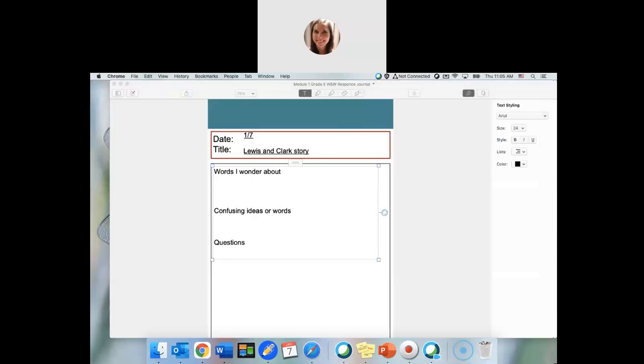Okay. So what we're going to do is I am going to reread Lewis and Clark. So we read this the other day, okay? And I just want you to listen. I'm going to reread it. When you hear a word that you wonder about, I want you to write it down here. If there's an idea or a word that's kind of confusing, write it down. If you have any questions that come up, write them down.